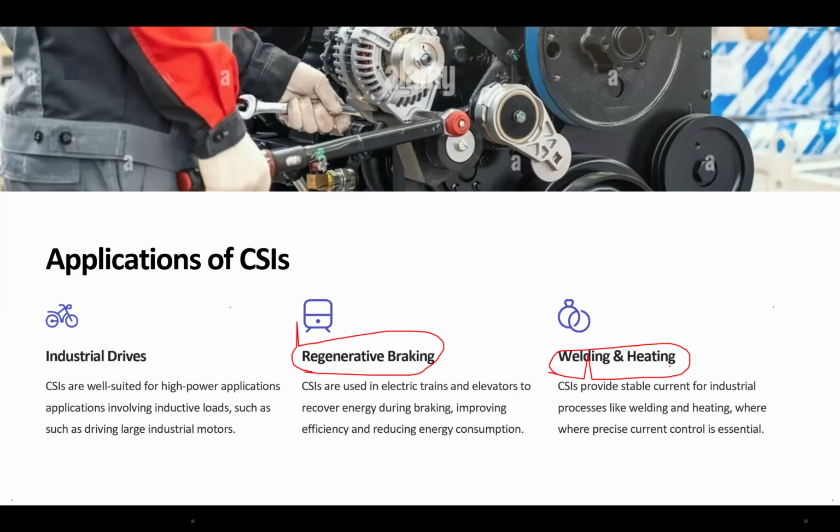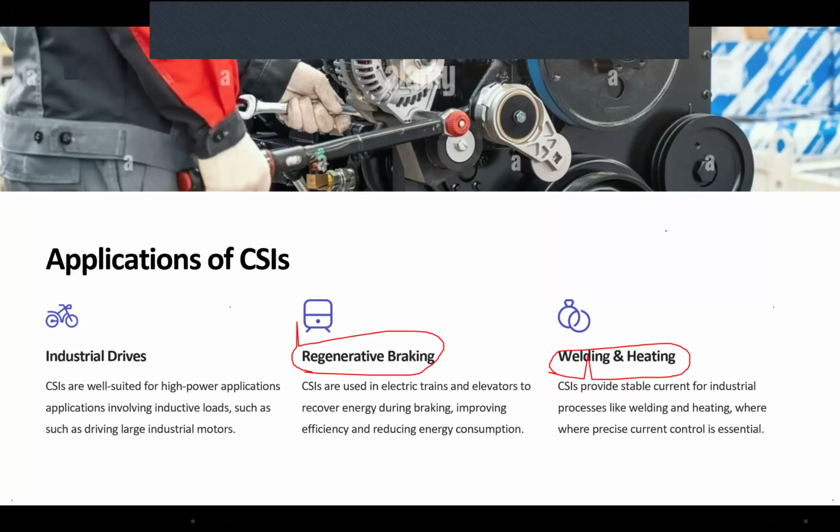Now, I want to add something. I think I put that in a slide, in the next slide, but I want to add something. Let's say I want to ask a question. Let's say I have an inductive load. My load is an inductor. Which one, VSI or CSI, do you prefer as a source to supply the inductive load?